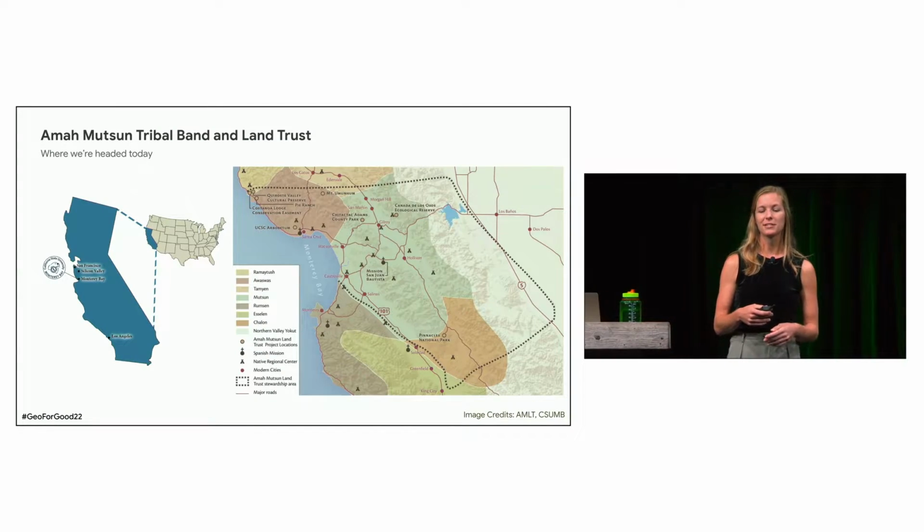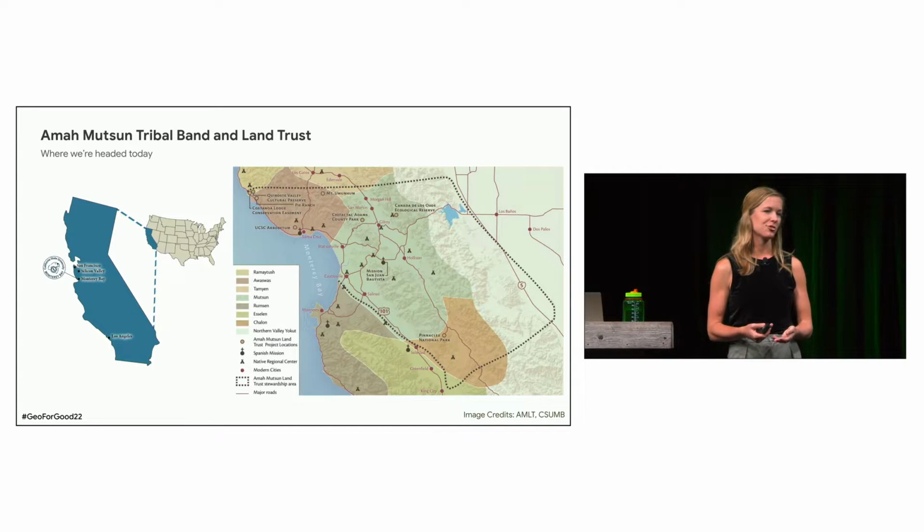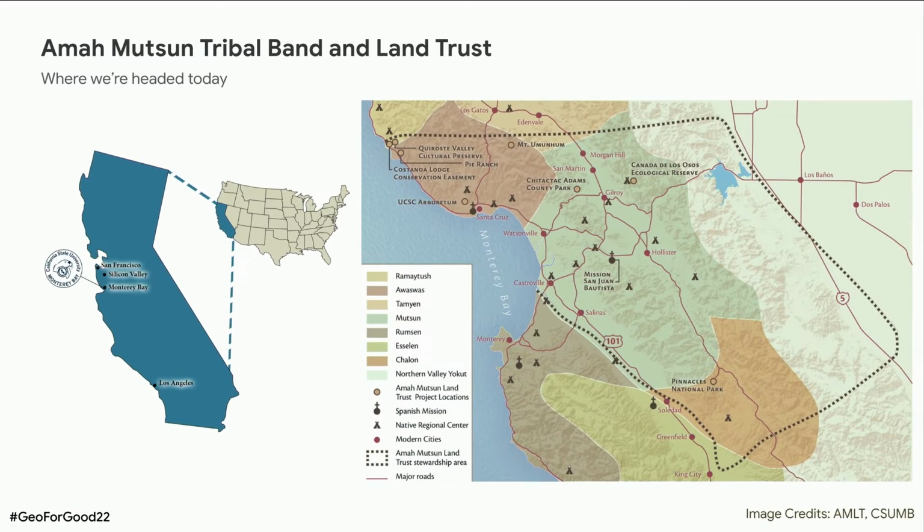In fact, today's workshop is going to take us to a part of Amah Mutsun homelands. The Amah Mutsun Tribal Band's homelands are south of San Francisco Bay and east of Monterey Bay, and they founded a land trust which works to steward the lands that are shown in this map on the right. So if you're joining us in person today, which many of you are, we are just north of this area on the map.